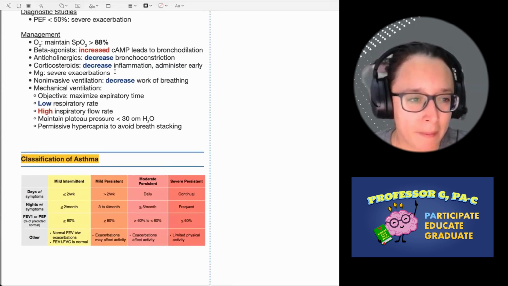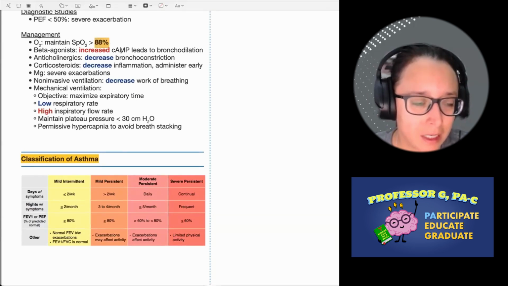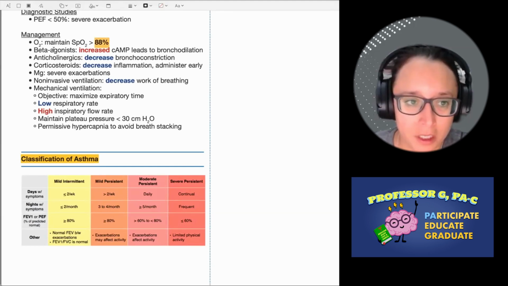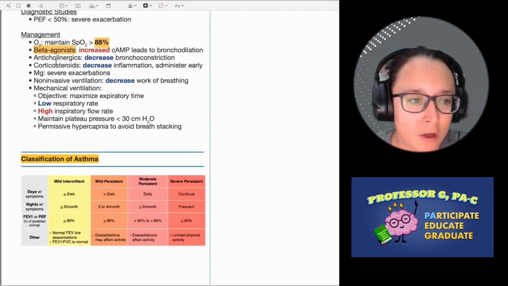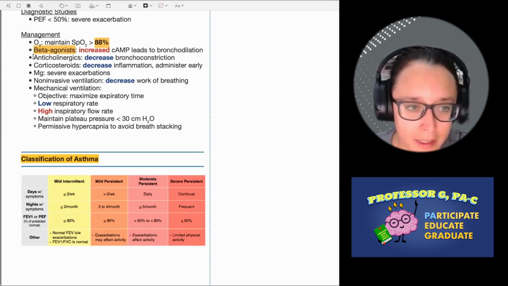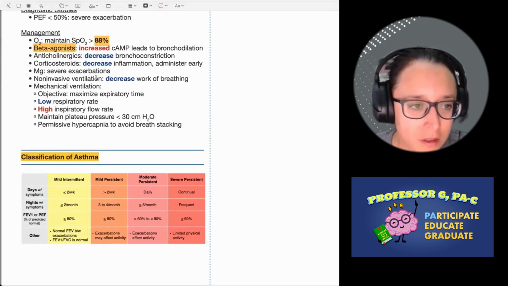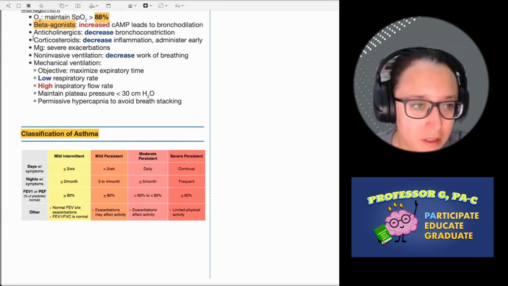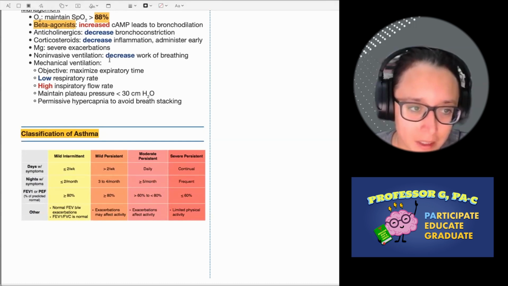Okay. From a management standpoint, like we're seeing here, we want to maintain an oxygen saturation greater than 88%. The first line treatment for an acute exacerbation is going to be beta agonists. And then a lot of times we will also tack on an anticholinergic in the real world. In vignettes, I don't always see them mention anticholinergics, but it's good to think about it. And then corticosteroids, we usually give them in an acute exacerbation. Magnesium we would give in severe, like status asthmaticus exacerbations.